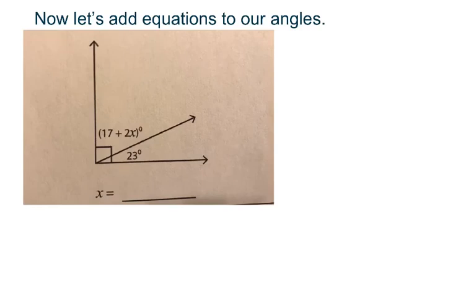Okay, so now that we got the basics on how to do this, we're going to add some extra steps to our equations. This is now going to be the part where it's multi-step. If you observe what we have here, we have 17 plus 2x in this angle. It's not giving us actual degrees. We're going to have to solve and figure out what it is. So in this multi-step, not only are we going to have to put these angles together and solve for x, we're also going to have to plug in x to figure out exactly what goes there.